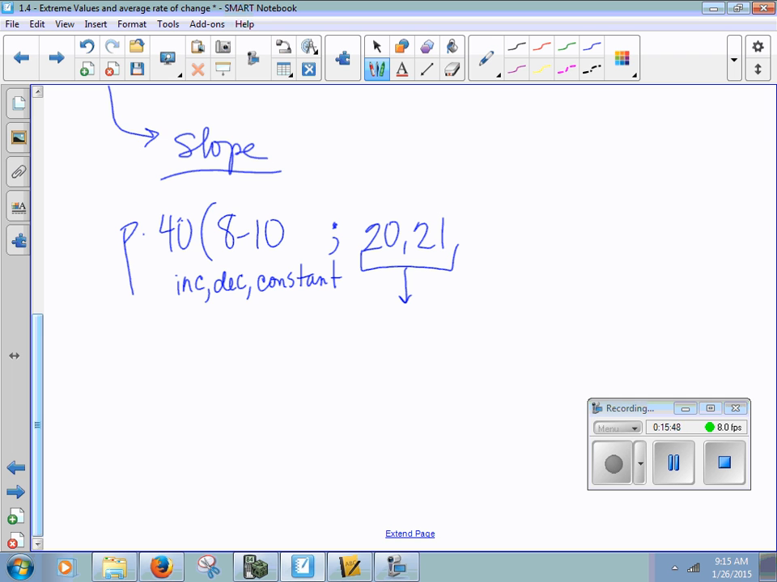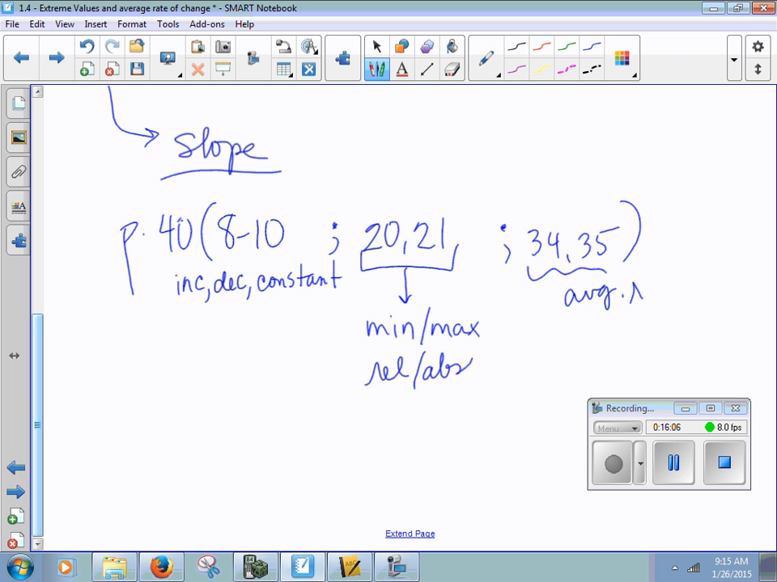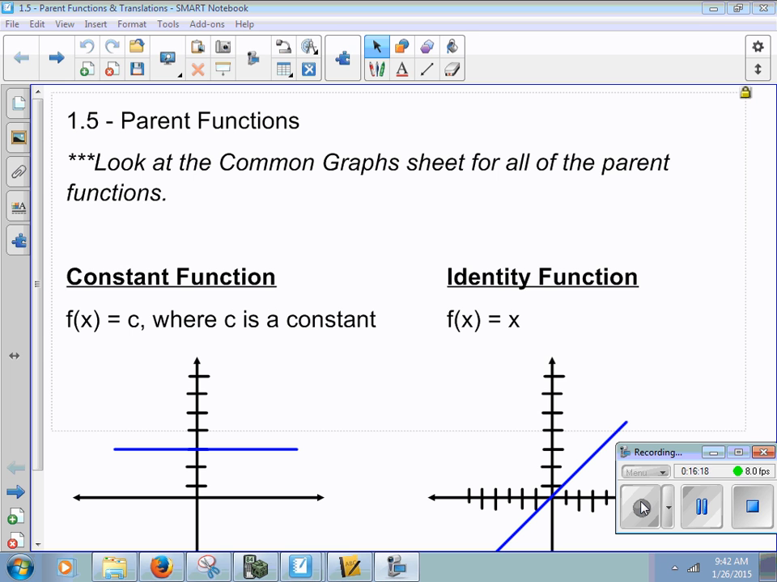20 and 21 are talking about your mins and maxes, relative and absolute, just talking about the hills and the valleys. And then 34 and 35, what do you think that's going to be? It's going to be your average rate of change. 1, 2, 3, 4, 5, 6, 7. That's 7 problems, 14 minutes. You've got it on that salmon colored sheet of paper.